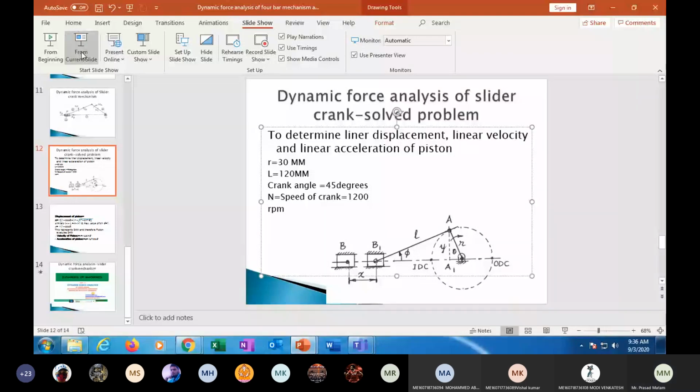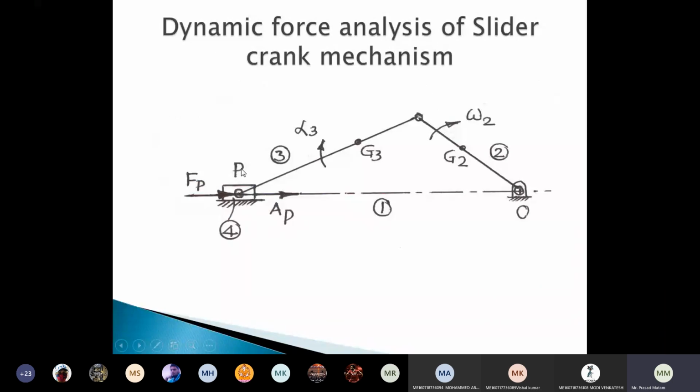Slideshow, current slide. Okay, I will explain again. Dynamic force analysis of slider crank mechanism. Our aim is to find the displacement made by the piston due to the gas force F P. At the same time, apart from displacement, our aim is to find the velocity made by the piston and the acceleration made by the piston.